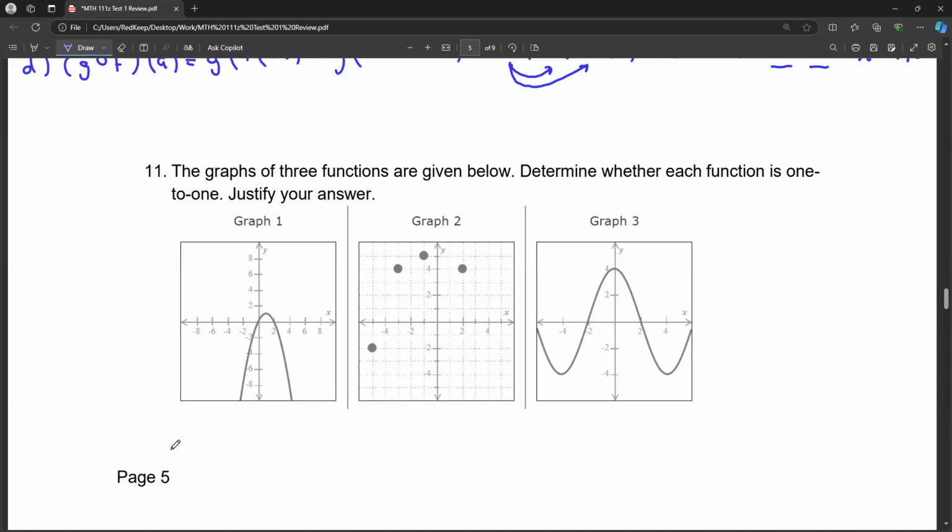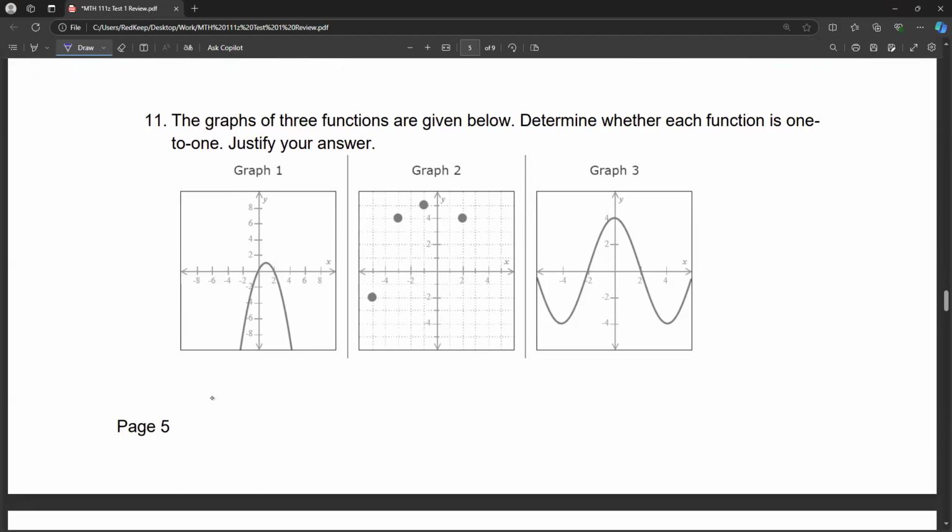So for example, for graph 1, I might just throw a horizontal line and see how many times this intersects with the function described in graph 1. And we see it happens twice. And so this is an indicator that it fails the horizontal line test because it crosses more than once. And therefore, what we can conclude from that is that graph 1 is therefore not one-to-one, right? Because it doesn't pass the horizontal line test.